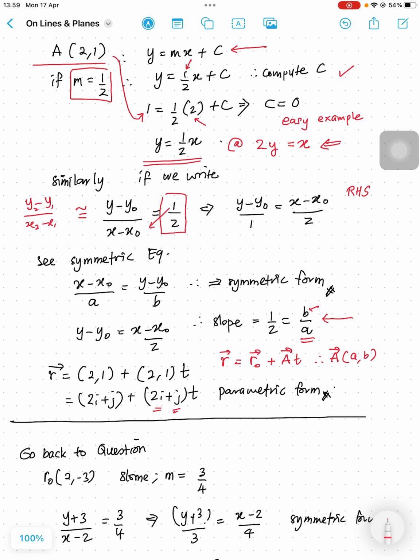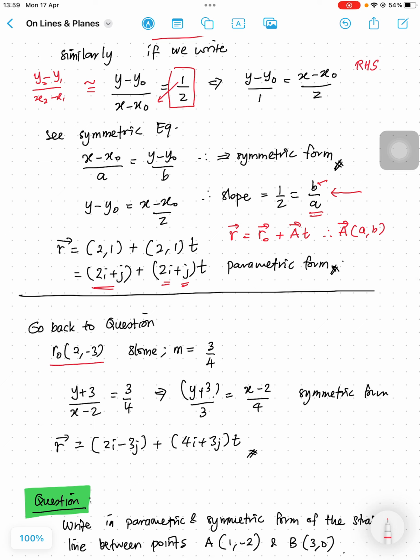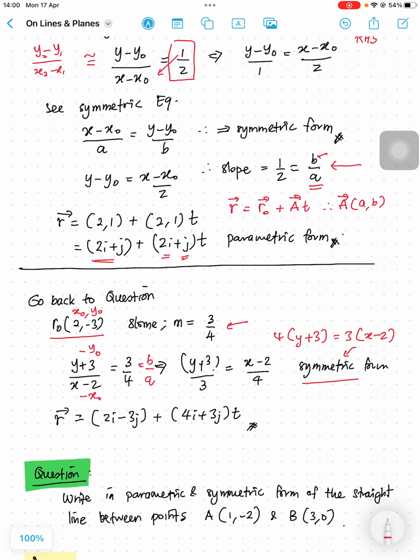Now let's go back to the question. The given point is 2 and minus 3. So this is your x naught, y naught. And you're given a slope. So this is y minus y naught, x minus x naught. So you rearrange. And then a symmetric form is like this. So you have 4y plus 3 over 3, x minus 2. This is also in terms of symmetric form. But you know that this is b over a. Then you have ai plus bj.